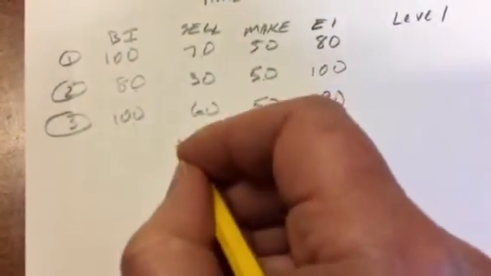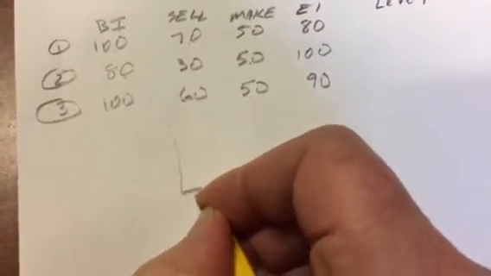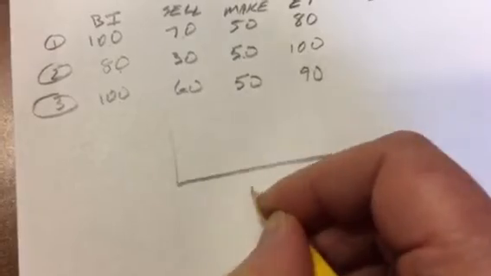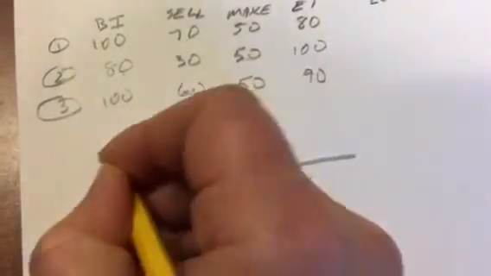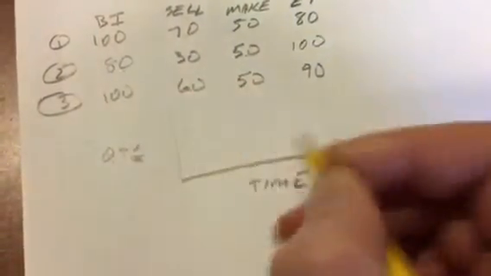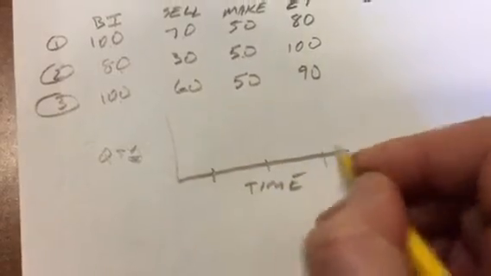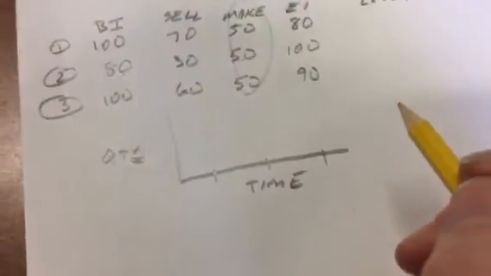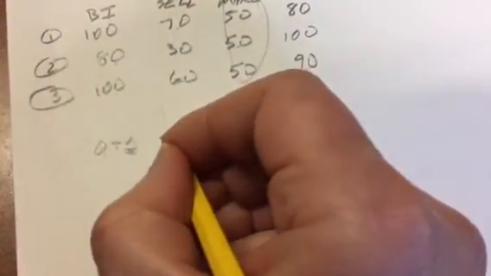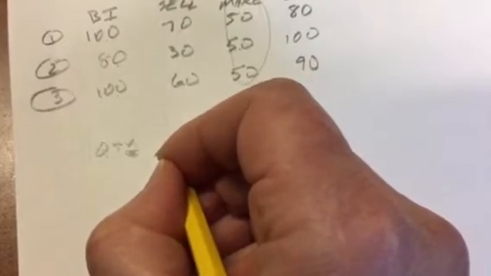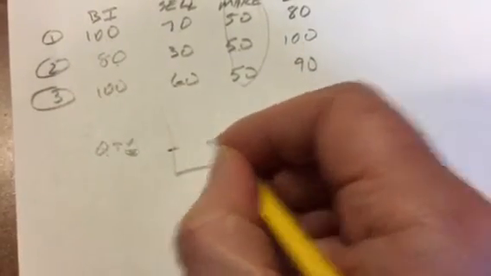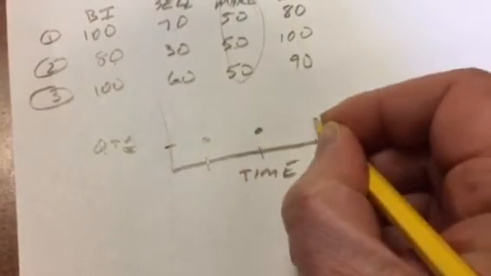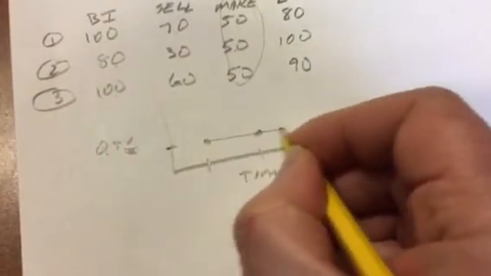So what happens if we graph that out? And we've got time, quantity, period 1, period 2, period 3. And like we did before, let's start out graphing the production. So that's going to be 50 the first week, 50 the second week, and 50 the third week, right?